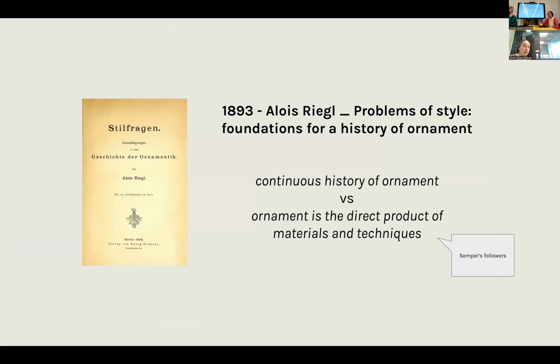And you might have encountered Alois Riegl. I think Tulay probably would have mentioned him, who then wrote the Problem of Style, Foundations for a History of Ornament. And in this case, again, we have gone from histories of architecture to specific histories of ornament or the decorative arts, as it would have been understood back then. And Alois Riegl proposes this notion that the history of ornament is continuous at a global scale.